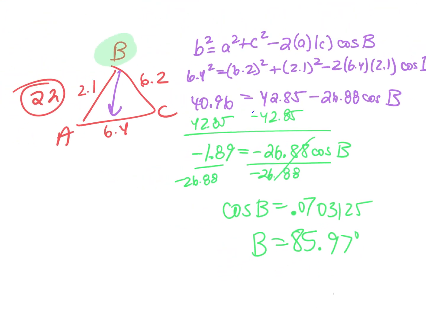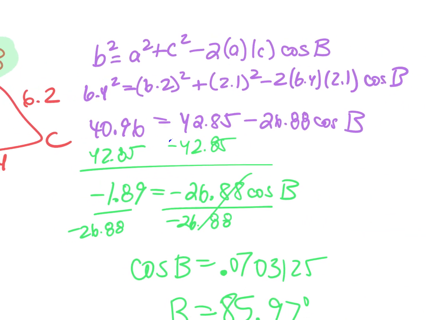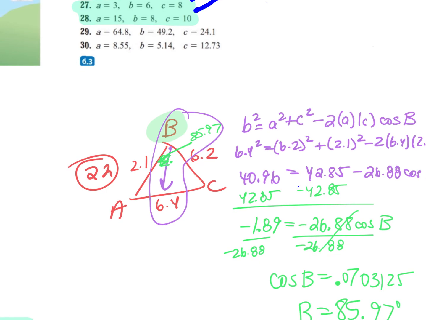So now that I know what angle B is, 85.97, do I have a side length and its corresponding angle measure? Yes. So I can now use what to find the other stuff? The law of sines. I can use that proportion. Does that make sense? You guys okay?